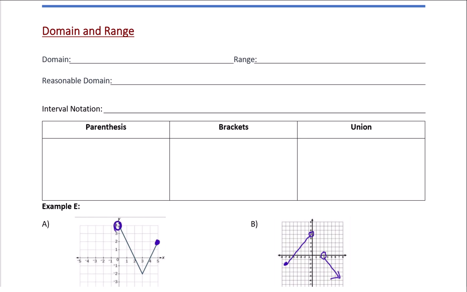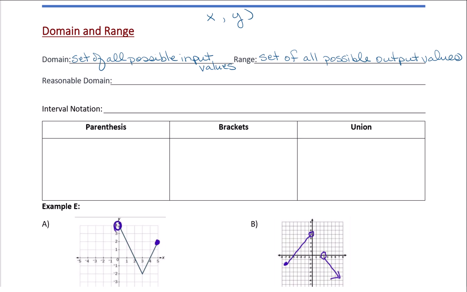The domain is the set of all possible input values. The range is the set of all possible output values. The way I remembered domain and range when I first learned it was alphabetical order. I thought of it in terms of X and Y. X comes before Y in the alphabet, and domain comes first in the alphabet, and range comes second.